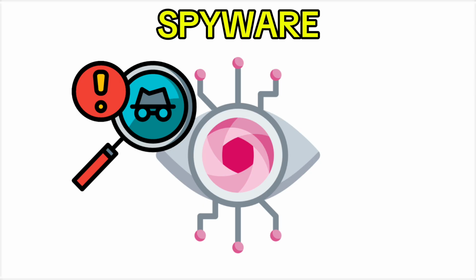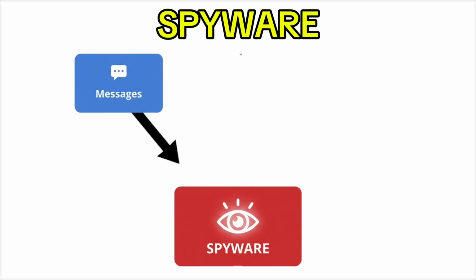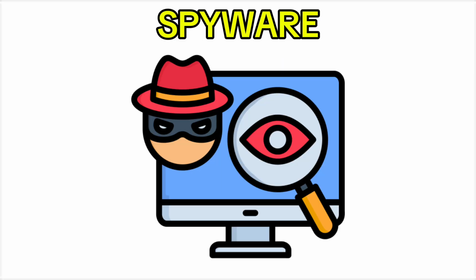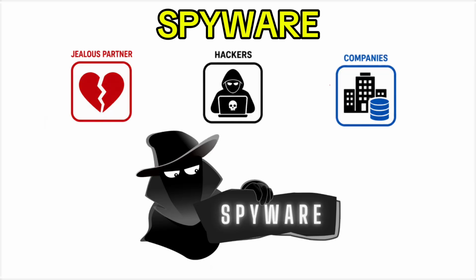Spyware. Spyware is malware that watches everything you do on your phone. It runs in the background without you knowing. It can read your messages, see what apps you open, and even track your location. Think of it like someone quietly standing behind you and watching your screen all day. Spyware is often used by jealous partners, hackers, or even companies trying to steal your data.